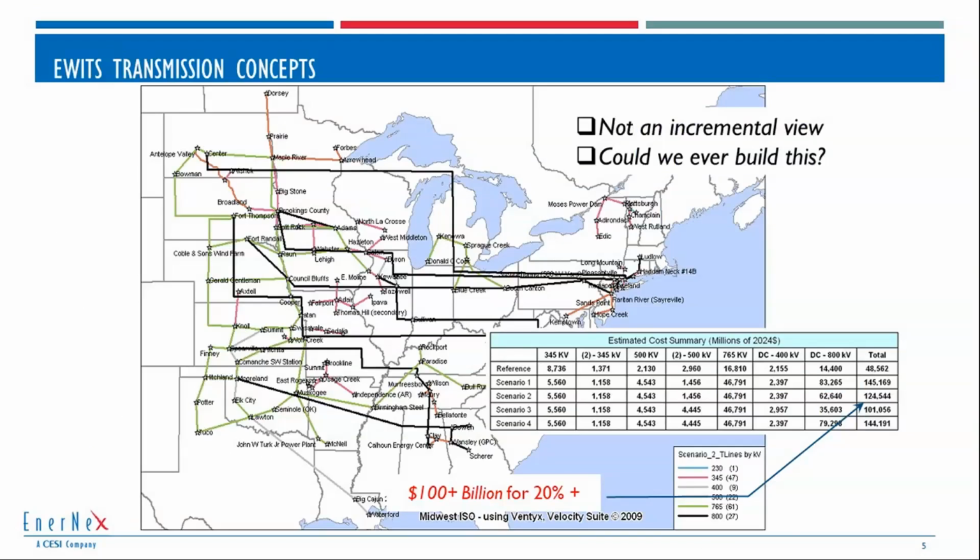And what's seen here is one of the black crayon overlays developed for one of the scenarios, and the ballpark cost estimate was $100 billion for this overlay, which certainly is a lot of money, but if we're spending $25-30 billion a year meandering along, maybe it's not so much. Now, obviously, this wasn't an incremental view, but the real question that jumps out is, how would we ever get to something like this with our current process, and would that even be possible?